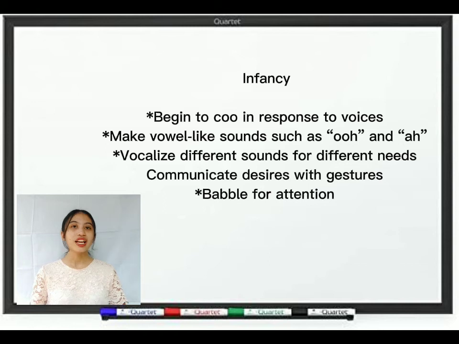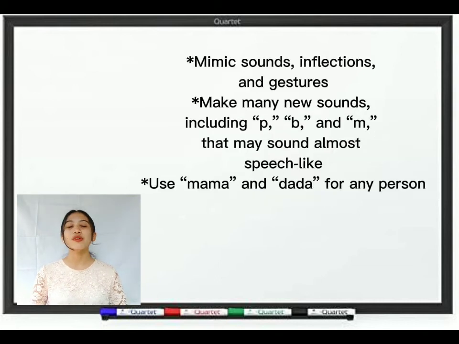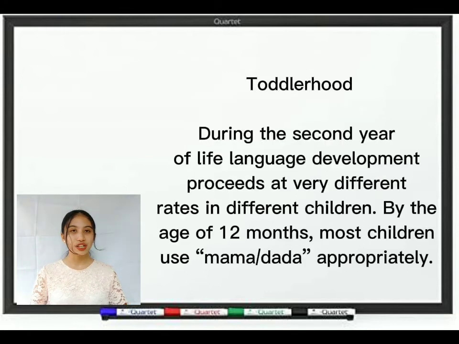Begin to coo, make vowel-like sounds such as oo and ah, vocalize different sounds for different needs, communicate desires with gestures, babble for attention, mimic sounds, inflections, and gestures. Make many new sounds including P, B, and M that may sound almost speech-like. Use mama and dada for any person.